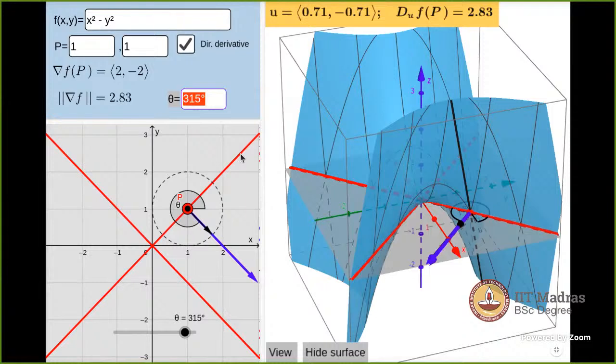So you can see at 315 the value is maximum. This is 2.83, and if we move from 315 the value will come down. So this is definitely the maximum directional derivative. And what is the opposite direction of that, where it is the lowest? 135 degree, exactly. So let me put 135 and see what it looks like. This is minus 2.